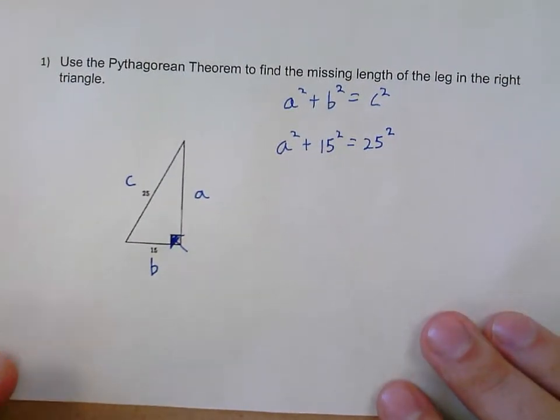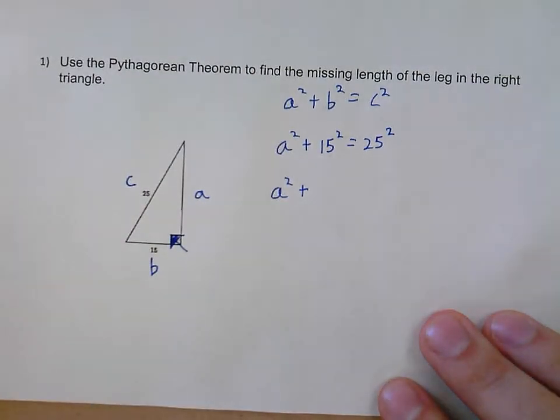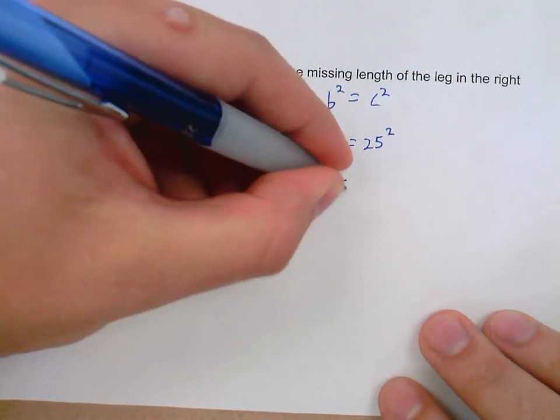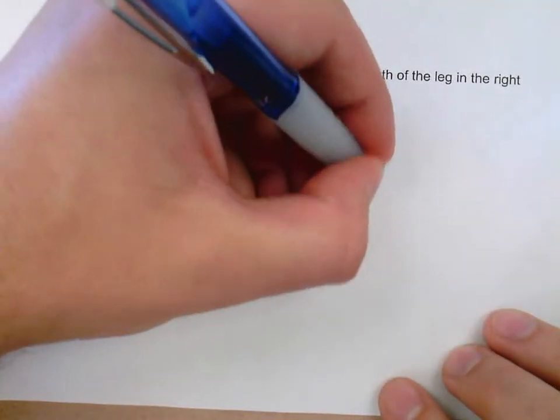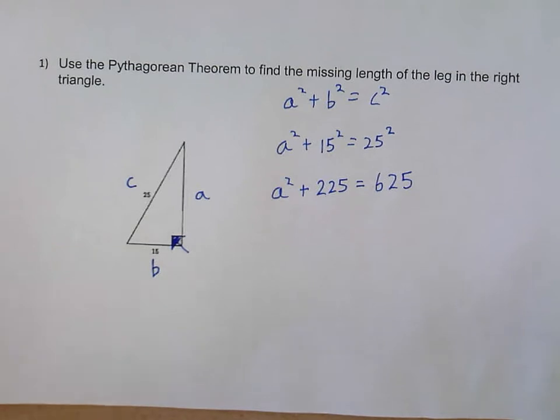Fine. A squared, can't do anything with that. 15 squared, we get 225. And then 25 squared is 625. Okay? We should have at least gotten this far. Now from here, a little bit of algebra. We're trying to solve for a.